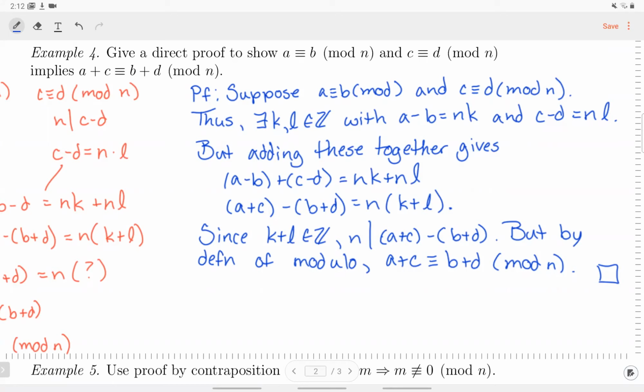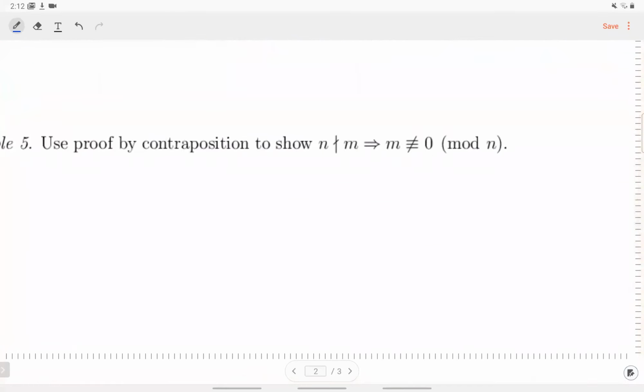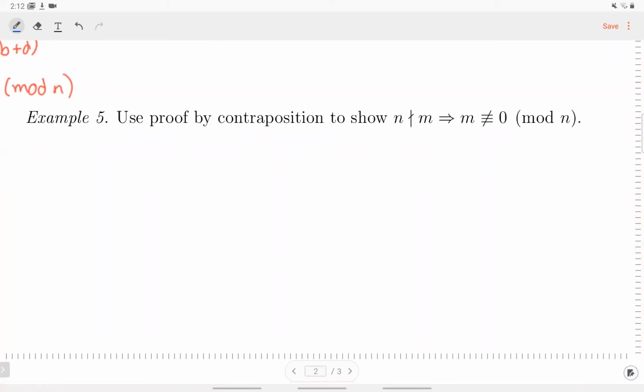All right, so let's look at another proof involving modulo. Now on this one, I'd use proof by contraposition to show n does not divide m implies m can't be 0 mod n, or m is not congruent to 0 modulo n. Why is contraposition a good idea here? Yeah, those nots in there when I negate become positives. So we're looking at m congruent to 0 mod n implies n divides m.